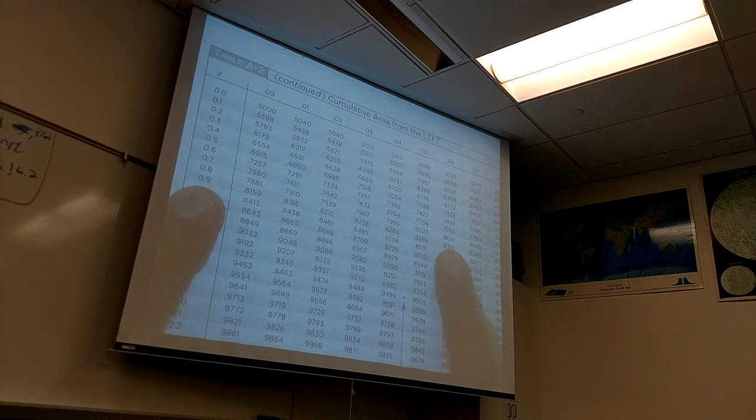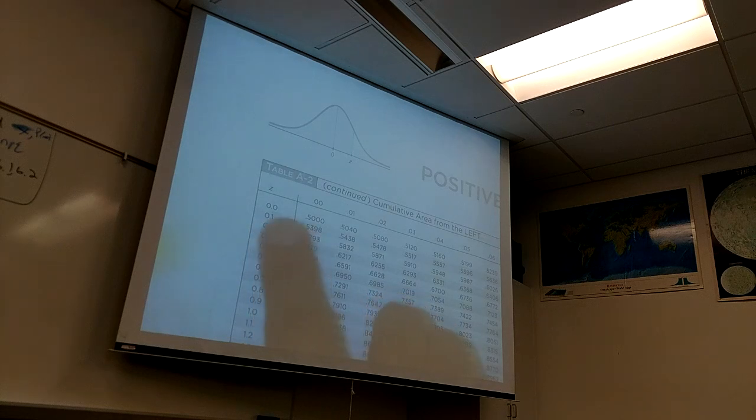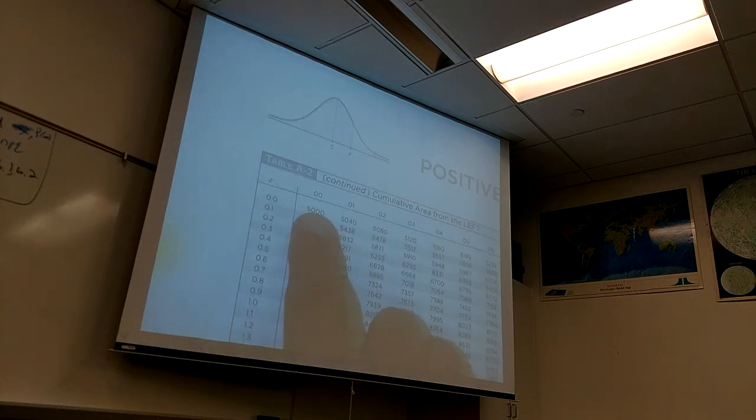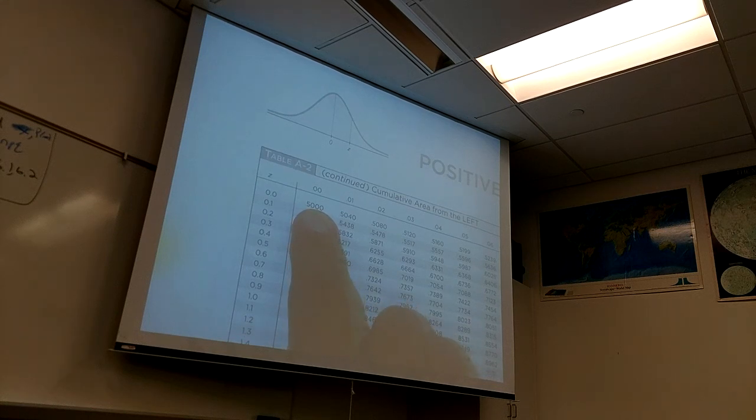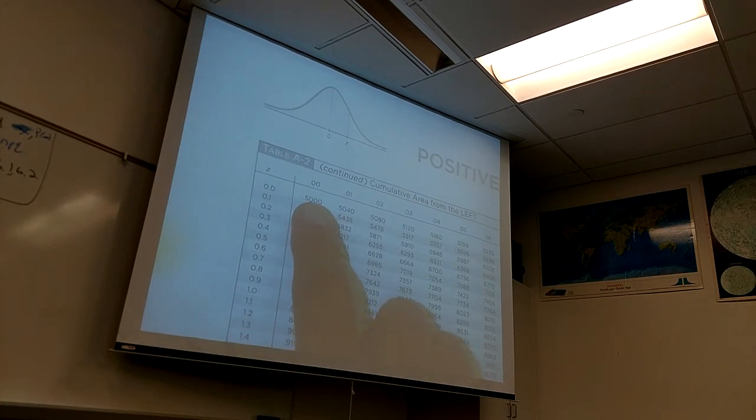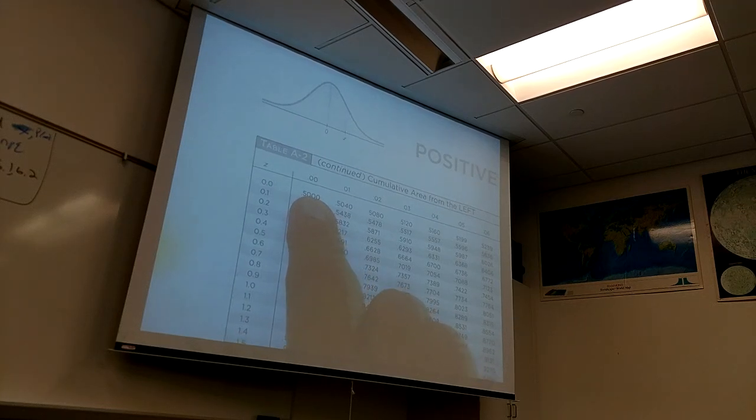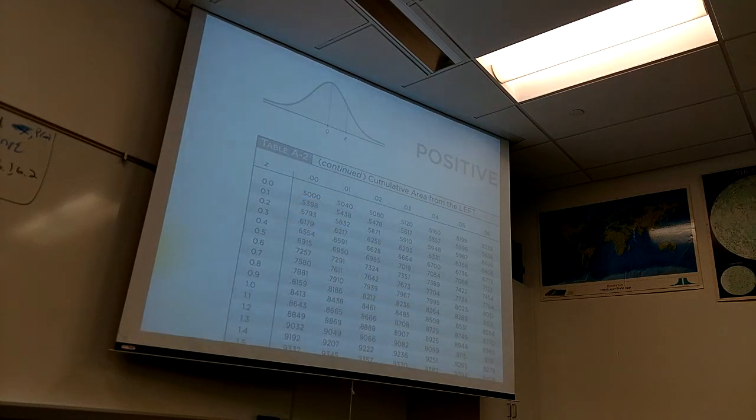Okay. So why does this make sense? If you look at 0.00, why does it say 0.5? What does that mean? What's 0.00? That would be the middle, which is better known as the mean. And what area is there below the mean? The mean cuts it in half. There you go. It's 50% below the mean. That's what that means.